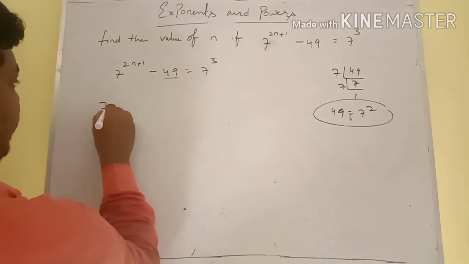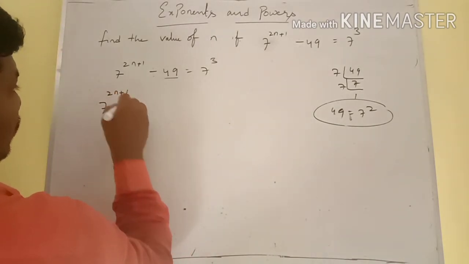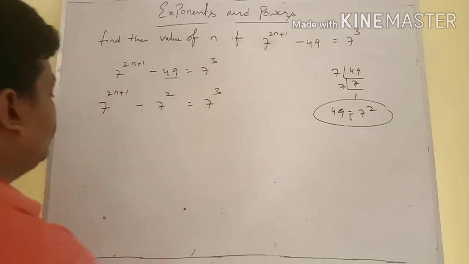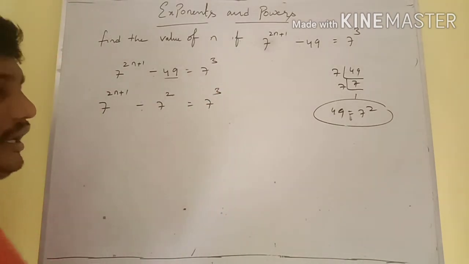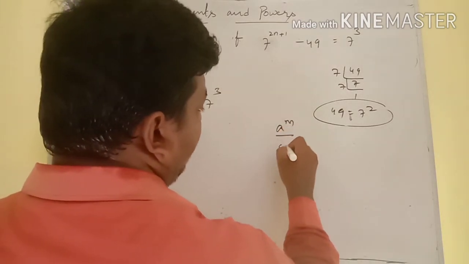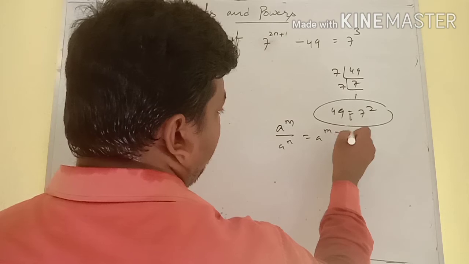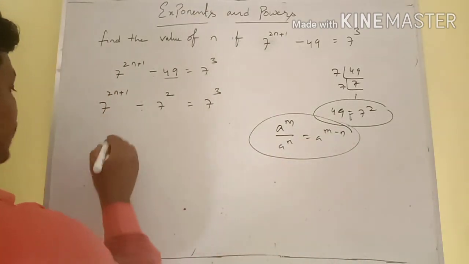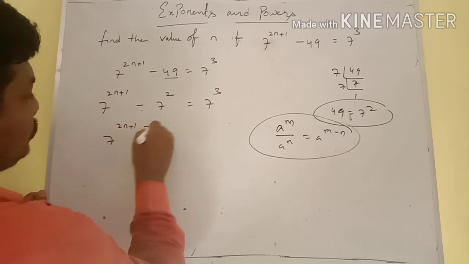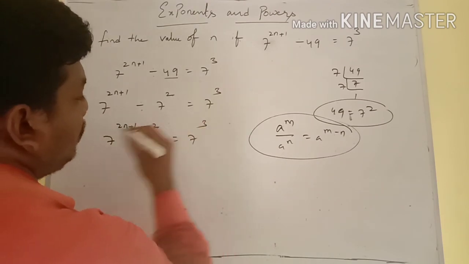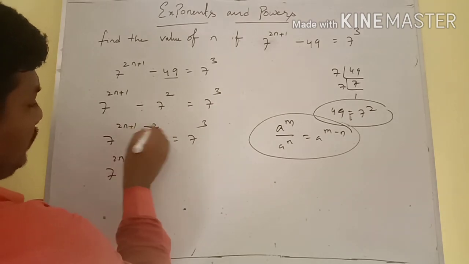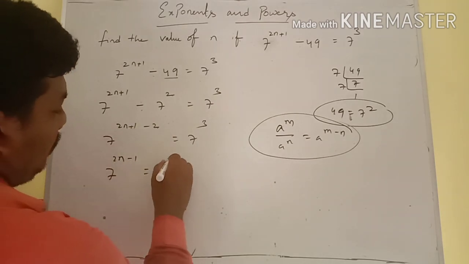This can be written as 7 power 2n plus 1 divided by 7 power 2, that is equal to 7 cube. Under this formula, this is in division condition. So a power m by a power n is equal to a power m minus n. So this can be written as 7 power 2n plus 1 minus 2, that is equal to 7 power 3. Now this is 7 power 2n plus 1 minus 2 minus 1, that is 7 power 3.